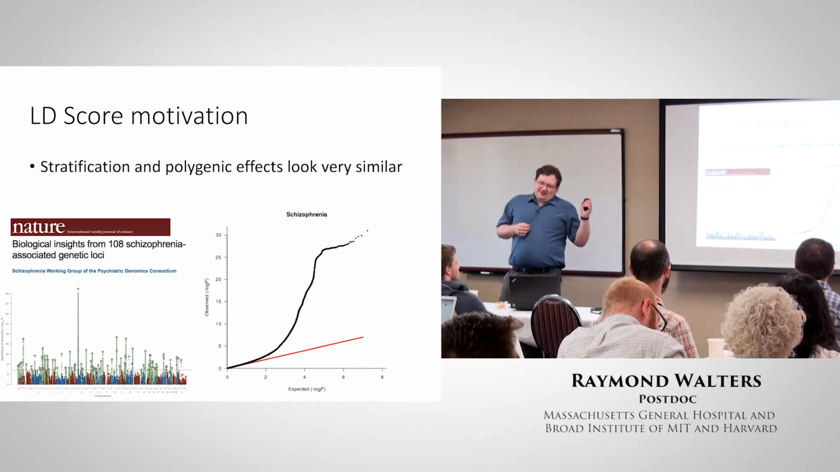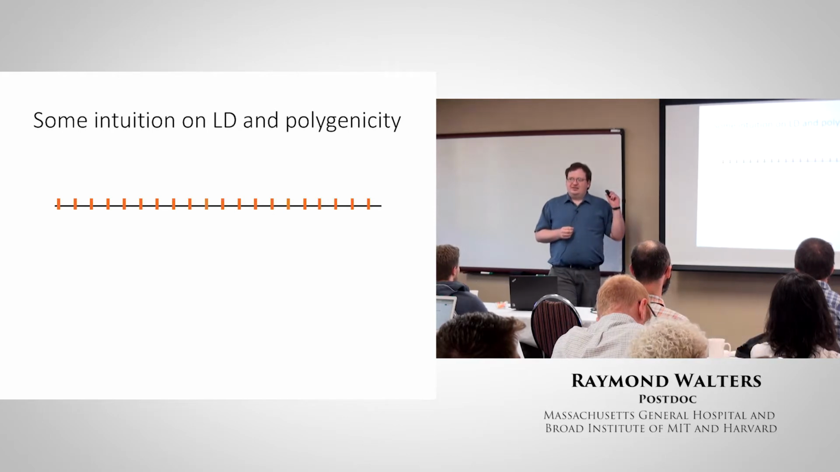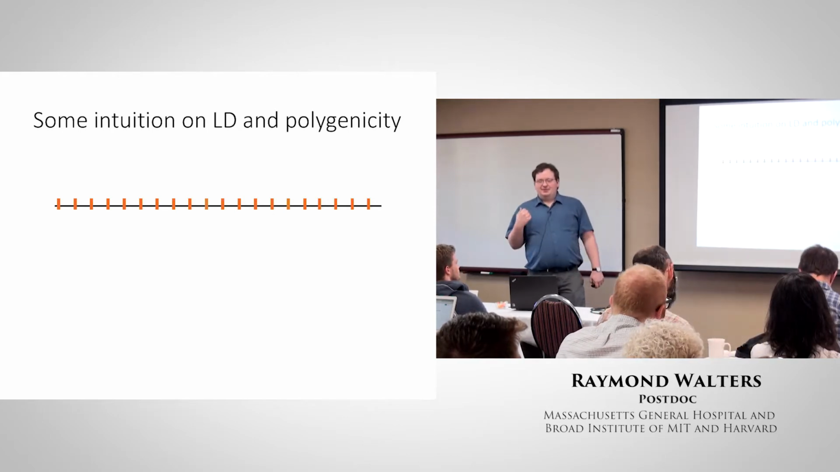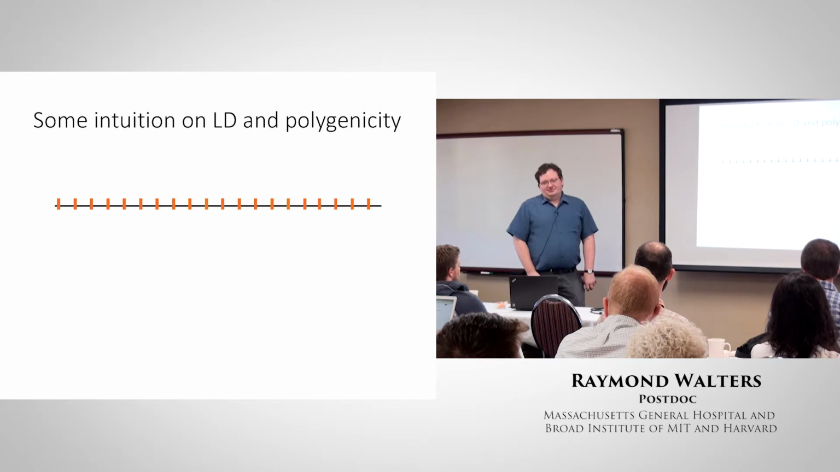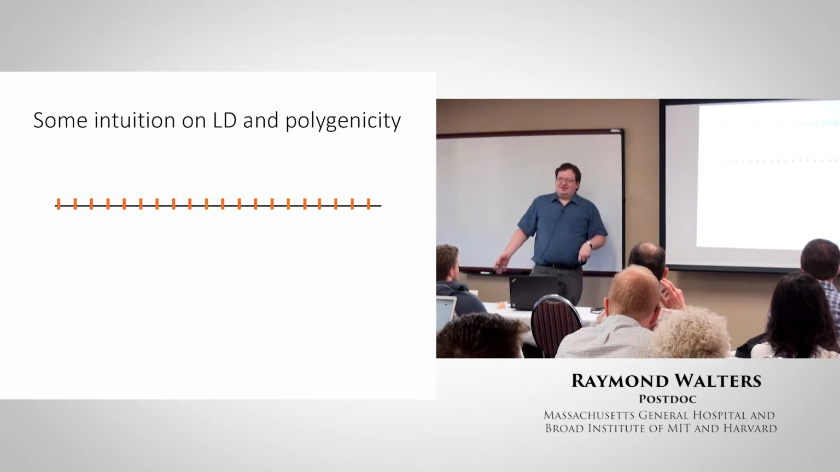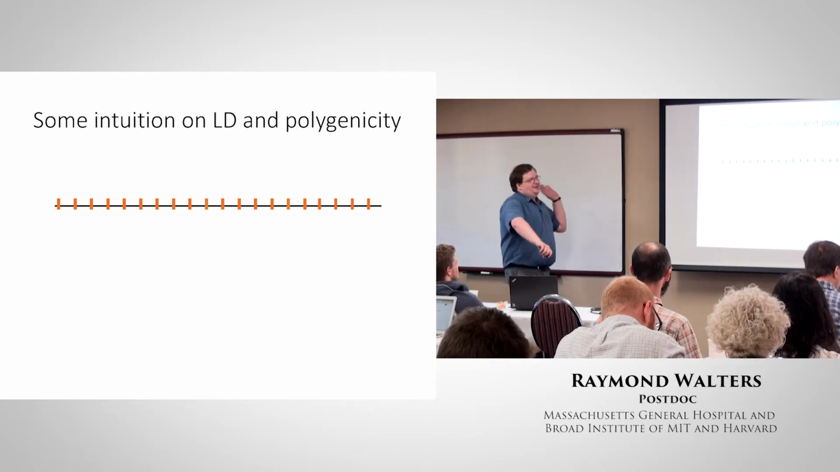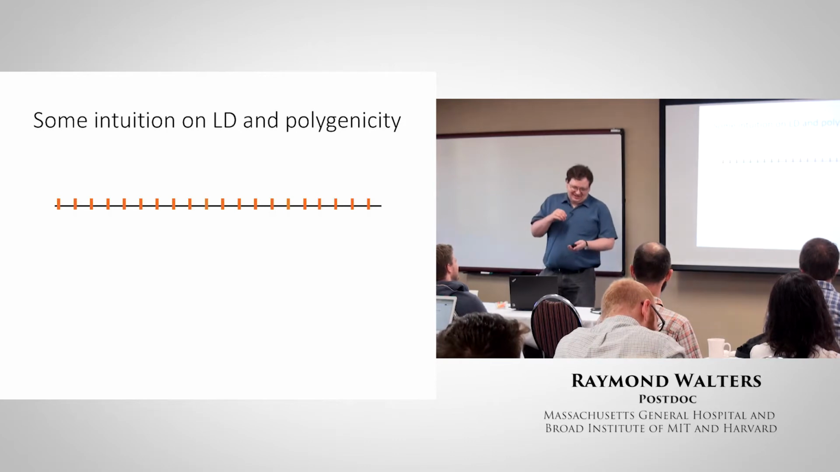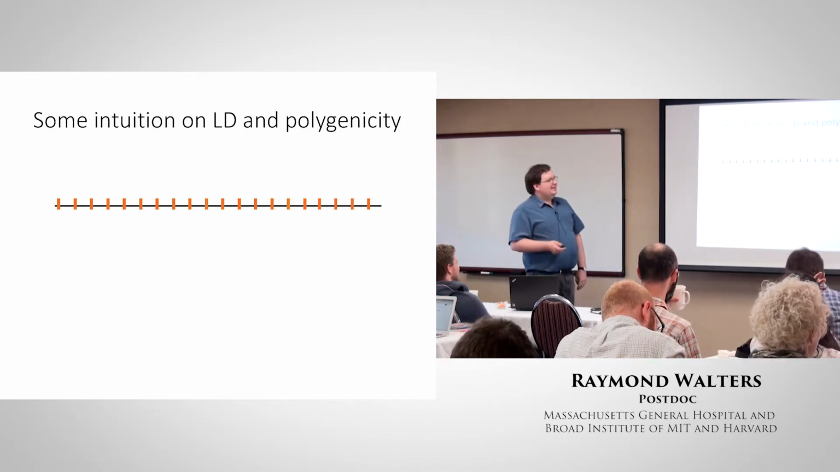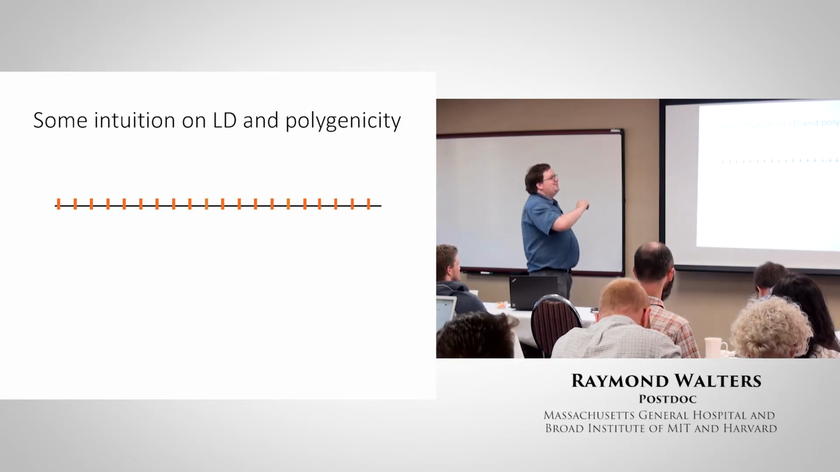So with that motivation in mind, we can start building some intuition about LD and how we might be able to use that as a hinge to differentiate between polygenicity and stratification. We're going to walk through a cartoon example, and then we'll get to the math to formalize these ideas. Let's imagine that this is our entire genome. There's only 20 SNPs. It's the entirety of our genetics. We've got each of our variants marked along our single chromosome genome.